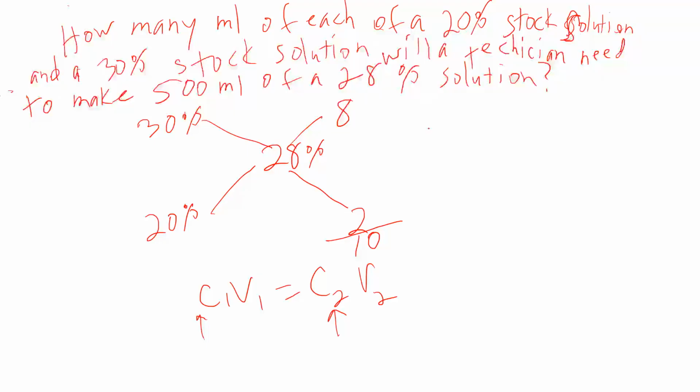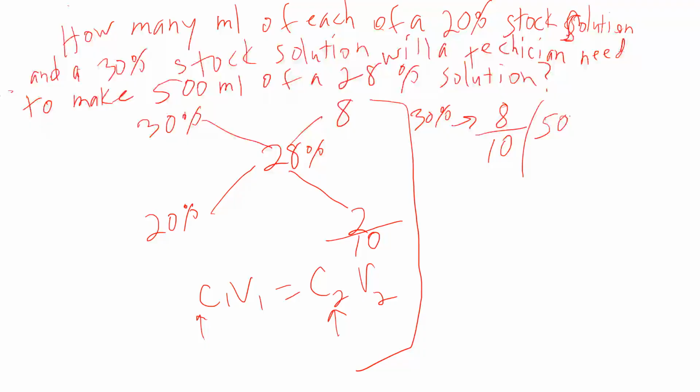Okay, so we know that total parts are 10. So we do this ratio where we do 8. If you want 30%, you want to find 30%. So let's say we want 30%. How much of the 30% do we use? Well, there is 8 parts over the total parts, which is 10. And then the total quantity is 500 mils. So we just multiply by 500 mils, and that gives us 400 mils.